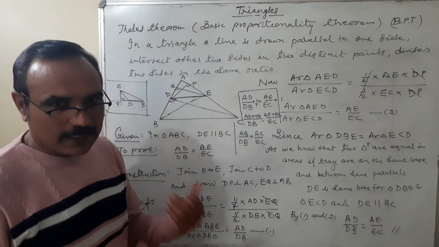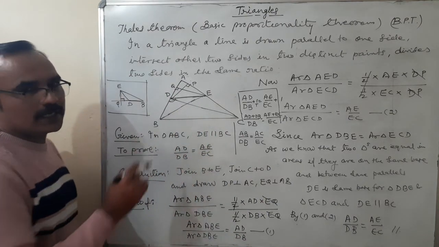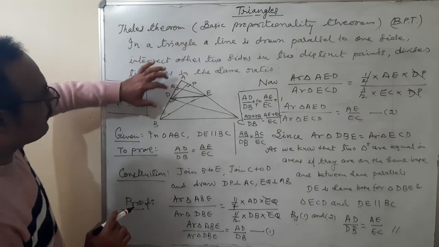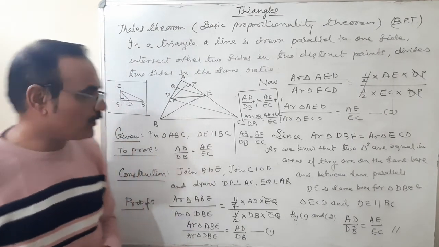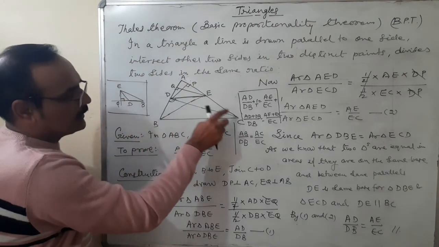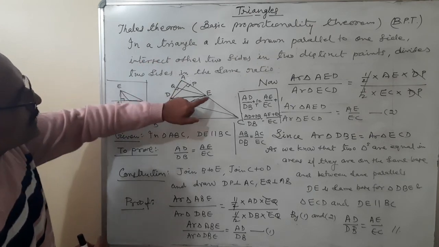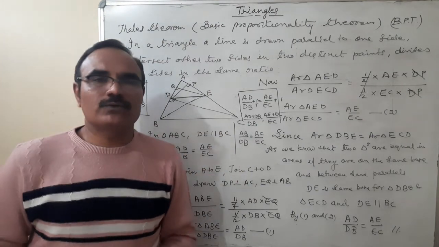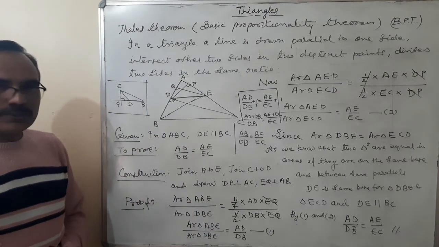If in a triangle a line is drawn parallel to one side of the triangle, then AD upon DB is equal to AE upon EC. Important proof, number one. Second, AD upon AB is equal to AE upon AC. Number two. Third, DB upon AB is equal to EC upon AC. Number three. So these are the proofs we can get through the Thales theorem. Okay, I hope you have understood this theorem.